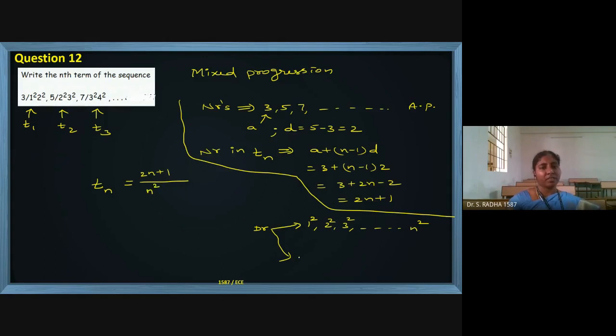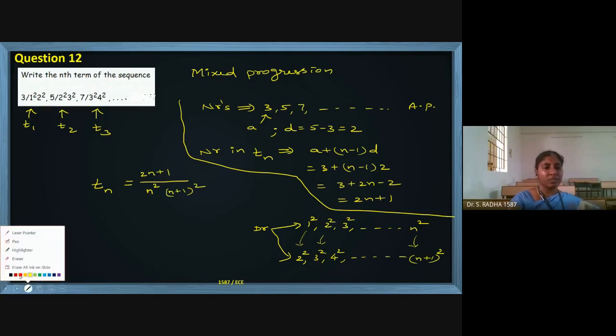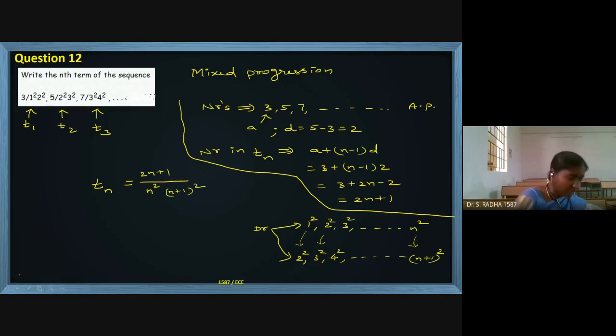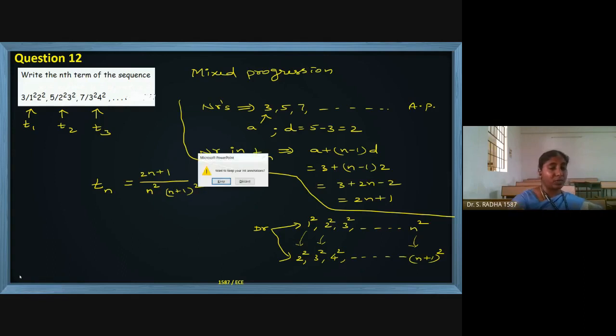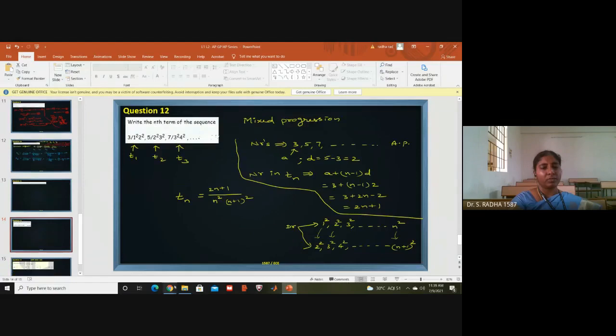In the second factors of the denominator, it is 2 square, 3 square, 4 square, like that. Just one increase. So I will increase by one, and take the second factor in the denominator as n plus 1 whole square. This is a mixed progression. We just have to analyze and do it.